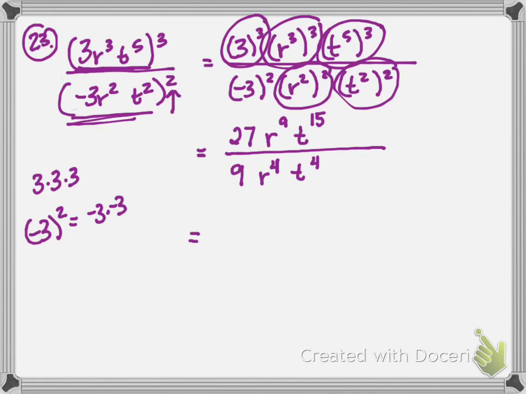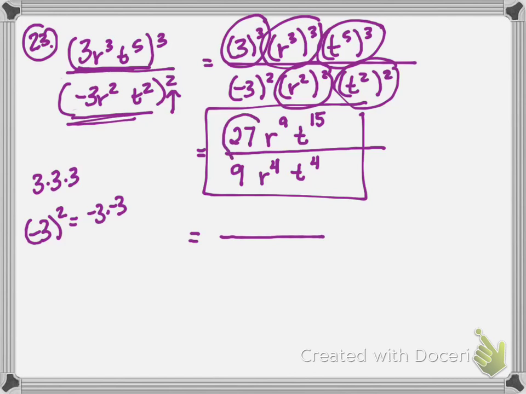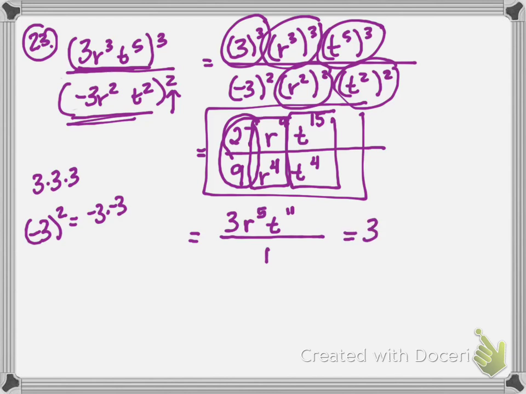Now we've got to clean up this whole big fraction. If I look at the numbers first, 27 divided by 9 is 3, so that's a whole number that goes on top. R to the 9th divided by r to the 4th: I keep the base and I subtract. 9 minus 4 is 5. T to the 15th divided by t to the 4th: I keep the base and I subtract. 15 minus 4 is 11. There's nothing on the bottom. We've divided it all out, so this is really just 3r to the 5th, t to the 11th.